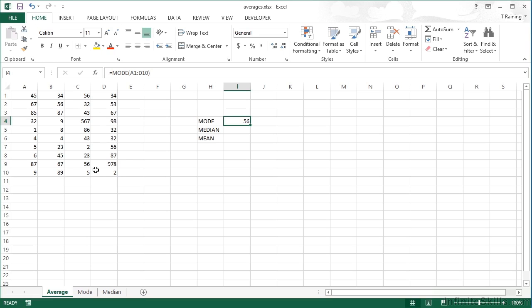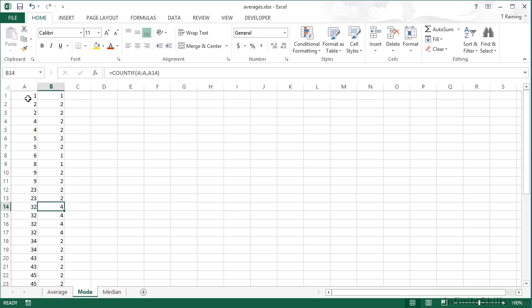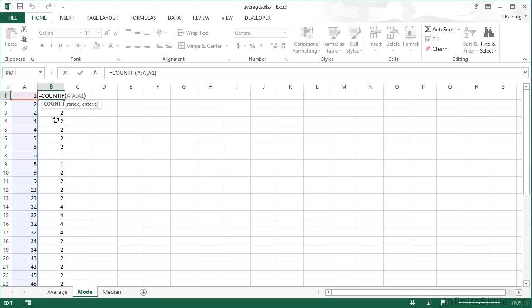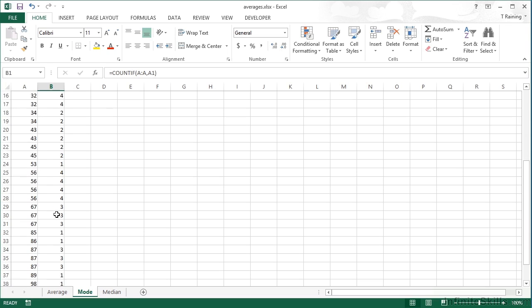Now when you just look at a range, that can be quite hard to spot, but we can cheat and use our mode sheet here, where what I've done is I've listed all the numbers in that range in numerical order. So there are 40 numbers, and then I've added a count if that we've seen already, to count how many times the number on the left occurs in the whole of the range. We can see 1 appears once, 2 is 2, 32 is 4 times, and the one that it reckons is our mode, 56, occurs also 4 times. Now, although 32 is 4 times and 56 is 4 times, Excel has plumbed for the higher of the numbers.